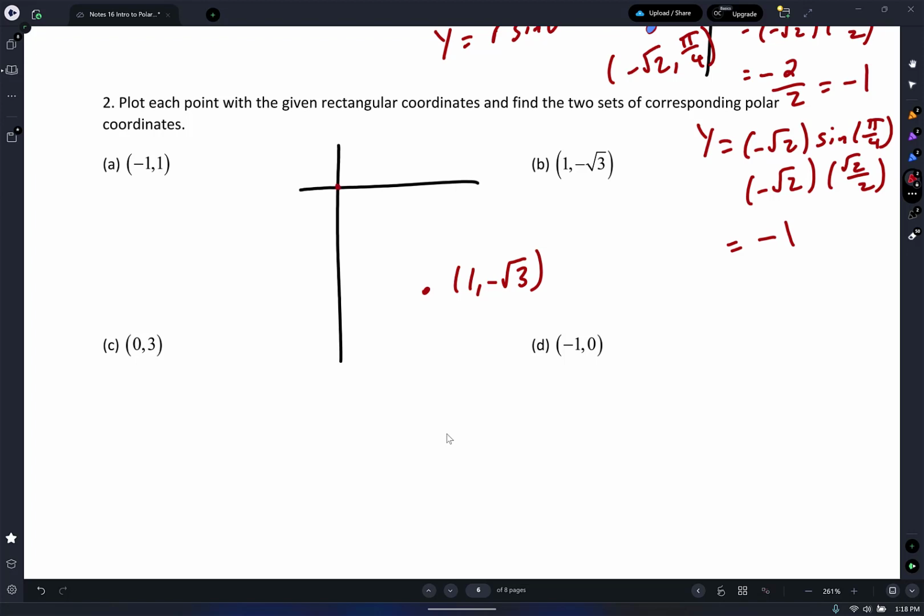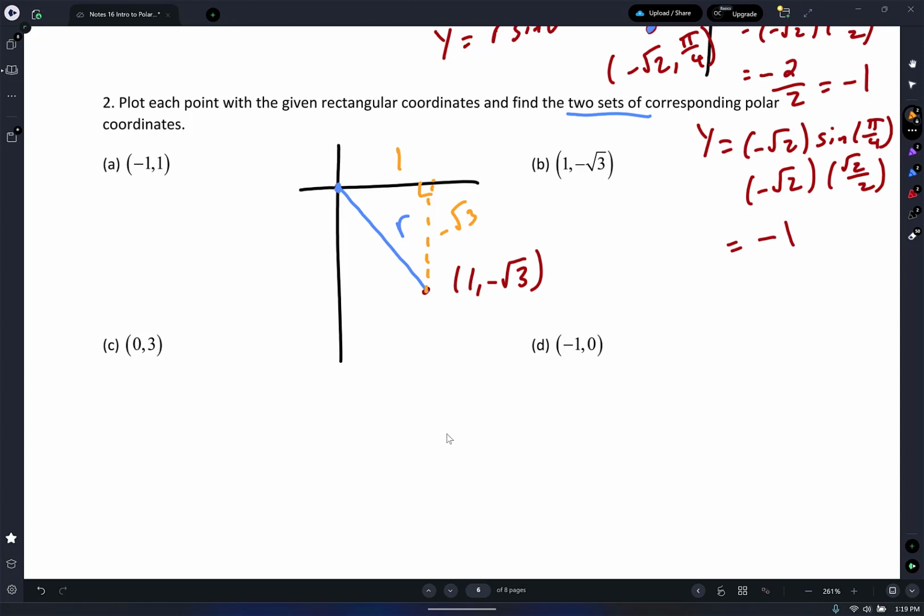Here's the R, and it actually wants two values. So I'm going to do the Pythagorean theorem. Do you see it? That's a 1. That's a negative square root of 3. Here's my right triangle, so that R is like the hypotenuse.